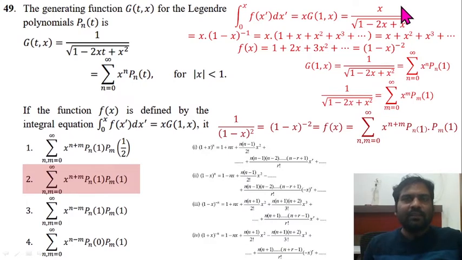So let's take this upward. In that condition it is x into (1 minus x) raised to the power minus 1. Using this particular formula, you can expand it.